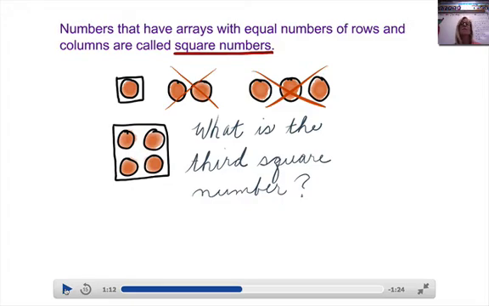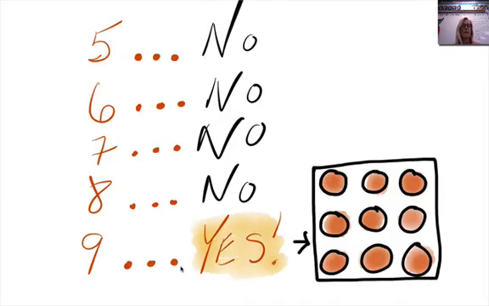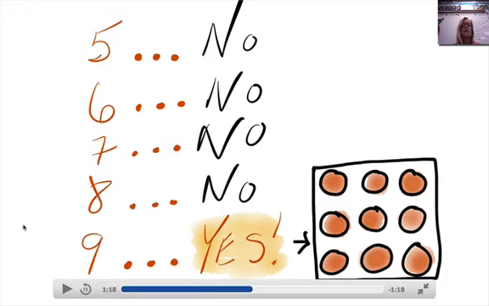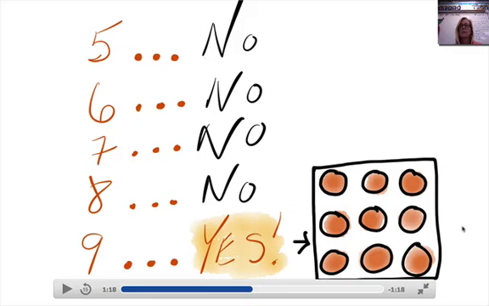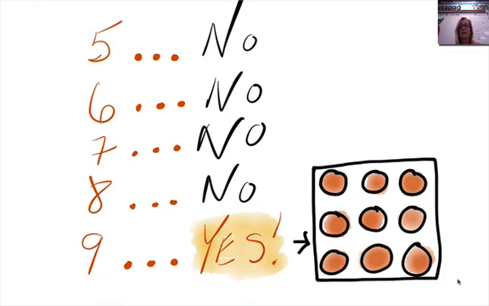Okay, so you tell me, what is the third square number? What would it be? Well, let's take a look. 5, no. 6, no. You'd have 2 rows by 3 columns. 7, no, for sure, because we know that's a prime number. And so is 5. 8, no. But 9, yes. And if you look over here at the model that I have, you'll see that it has 3 rows and 3 columns. So we are going to call that also a square number. So that would be the next square number.